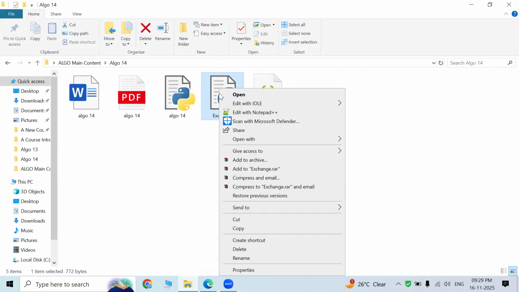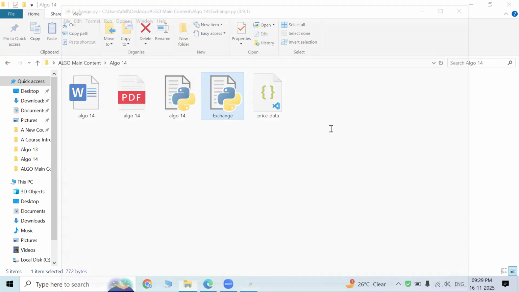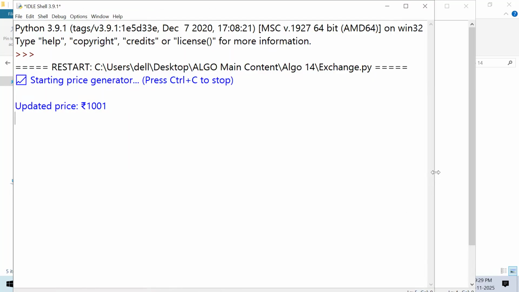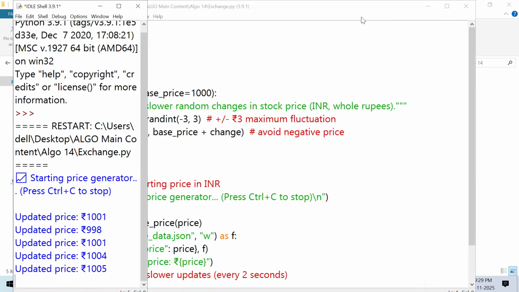So this is my exchange. It keeps on changing the price. We have no control over this price. Once the exchange starts, it keeps on changing the price, and this price change is so random, we have no control over it.